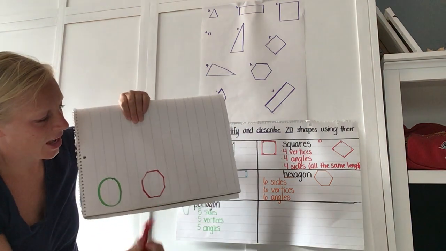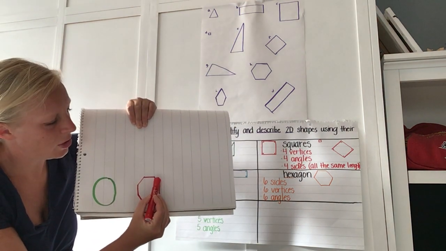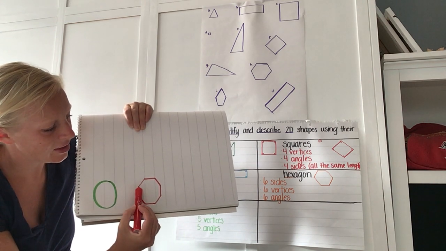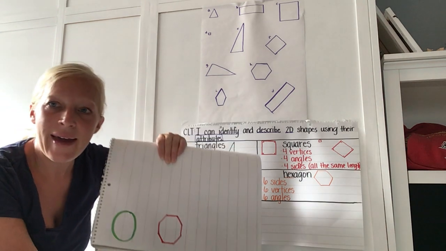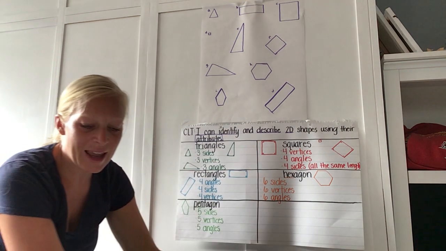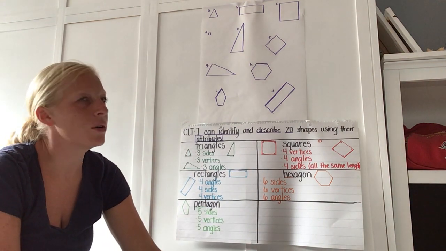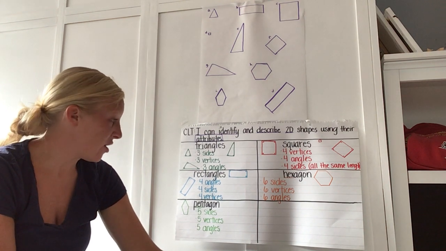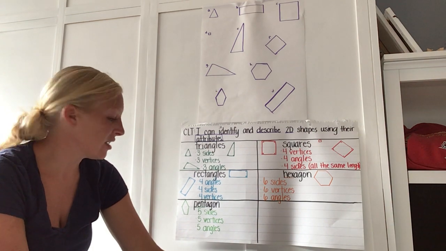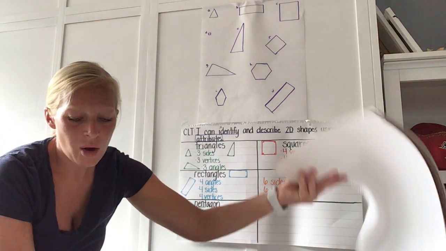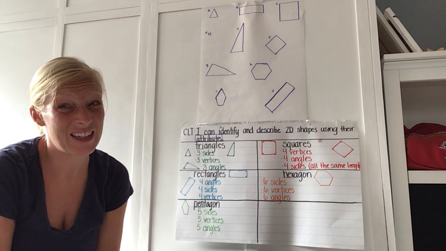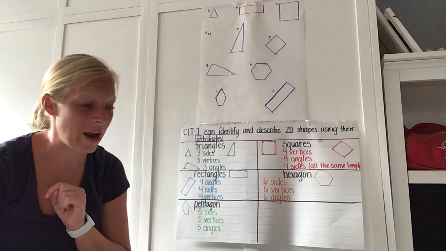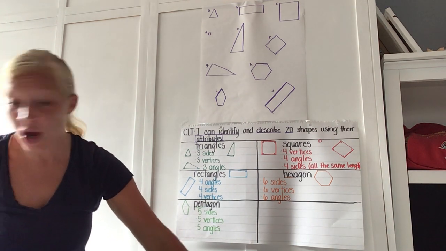Oh, let's count the sides. 1, 2, 3, 4, 5, 6, 7, 8. It has 8 sides. Oh man. It wouldn't fit in any of those. None of those say 8 sides. Well, I do have some more shapes for us to take a peek at. Will you help me? We're going to figure out if we can decide where they're going to go.